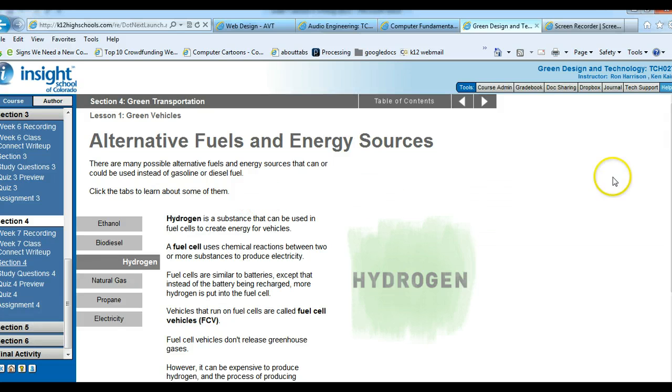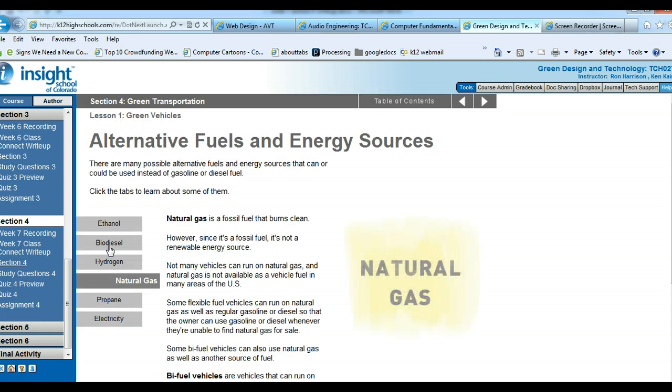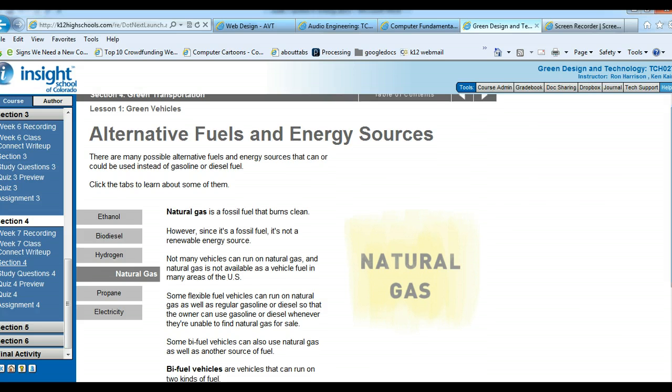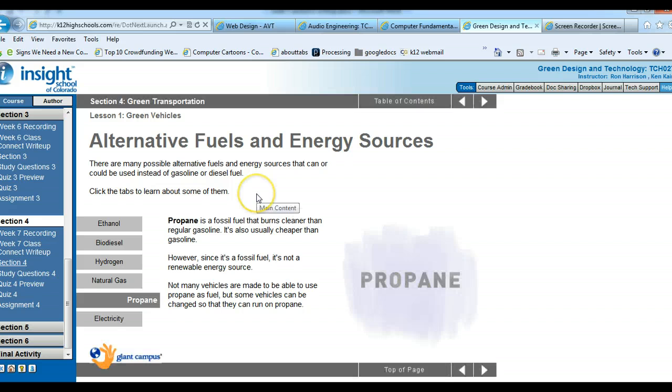Hydrogen, so running on hydrogen, that can be used in fuel cells. And vehicles run on fuel cells. Natural gas, of course, it's a fossil fuel, but it burns clean. And we have lots of natural gas in the United States. In fact, we're thinking that the United States can be an exporter of natural gas, just like the Middle Eastern countries are exporters of oil. So that could be good for our economy.